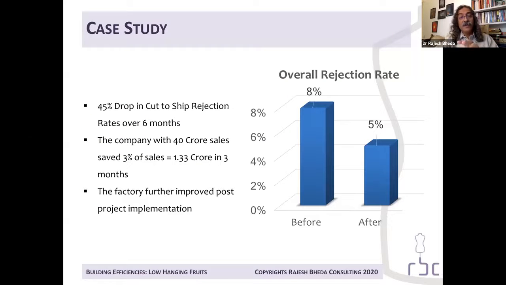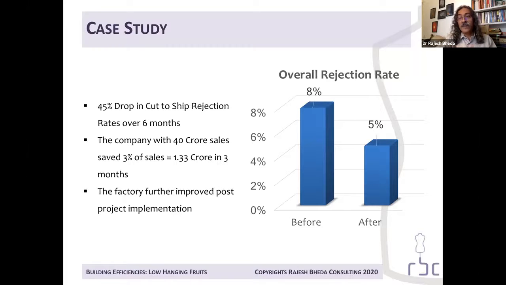Moving further, taking a case from the NCR region, this factory saw, over a period of 3 months of intensive work, almost 45% reduction in their cut to ship loss. And the factory was able to, on a 40 crore sales figure, save almost 1.33 crores in about 3 months' time. Again, this is an example.